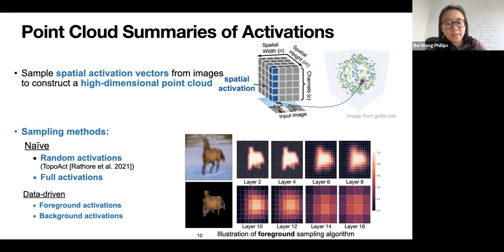I still pass it through all the convolutions. In this case, there are 16 convolutional layers. I have this image go through all these convolutional layers, and at the end of each layer, I collect the activation that has the largest overlap with the foreground. So in some sense, you can think about it as picking up the top one or top five activation vectors that are mostly associated with the foreground pixels of the image. We can do the same thing for the background, of course.